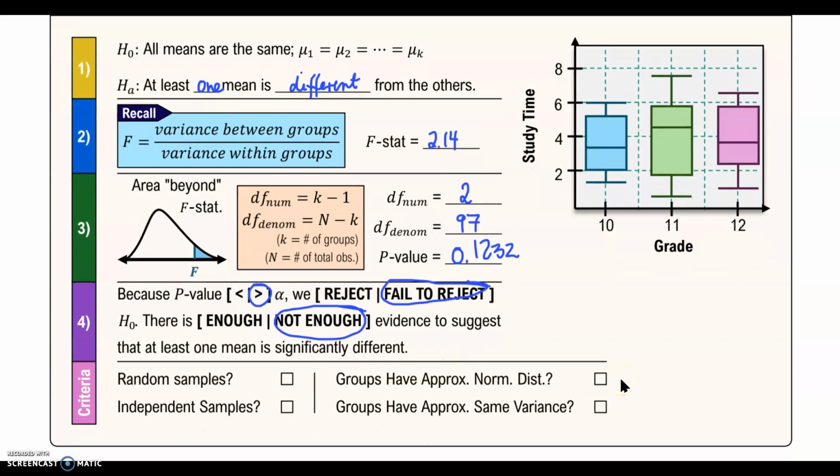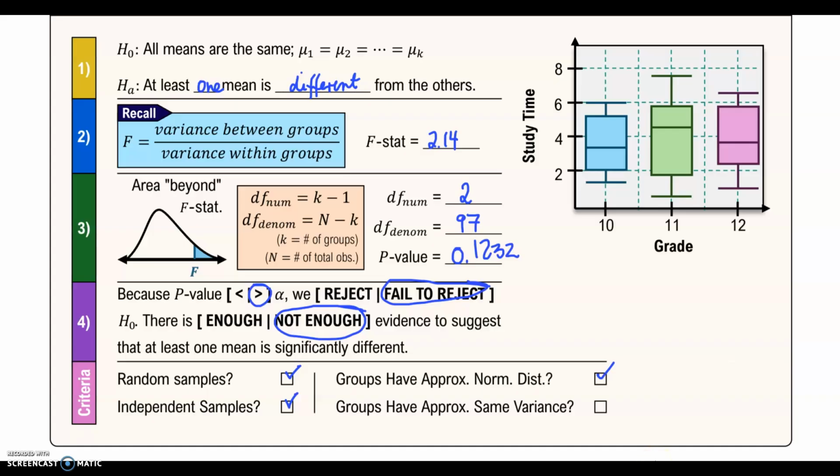Just looking at, again, the criteria, the question did give that we have random samples. We're going to assume that these are independent samples, that 10th grade is separate from 11th grade, separate from 12th grade, and that there's no dependence between these different groups. By looking at our box plots, we can't really see the shape. However, we can see that based on our sample, there's not a strong skew by simply comparing the different parts of the box plot. So again, that should be fine.